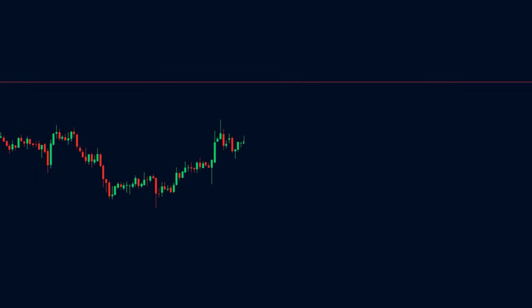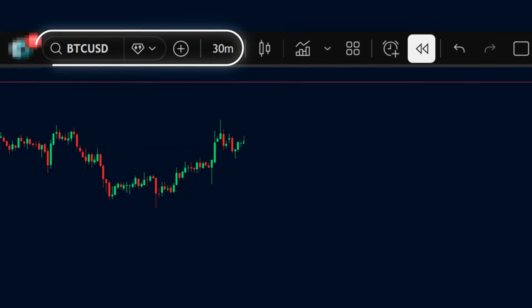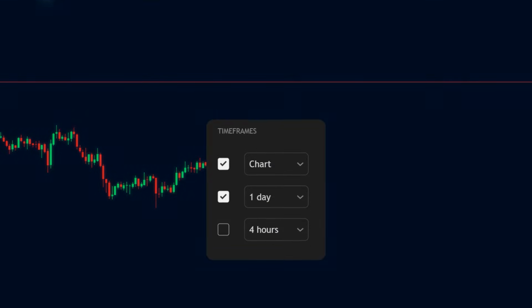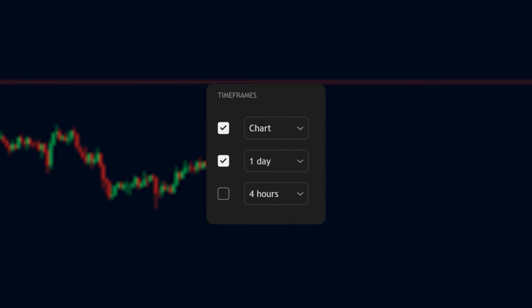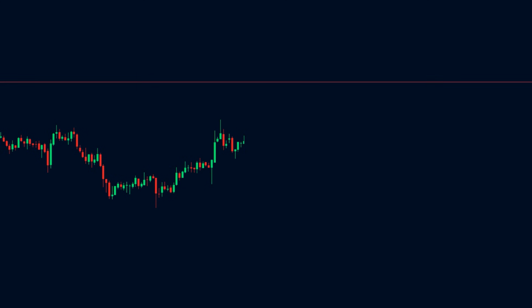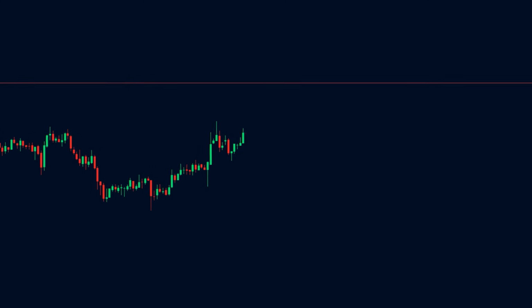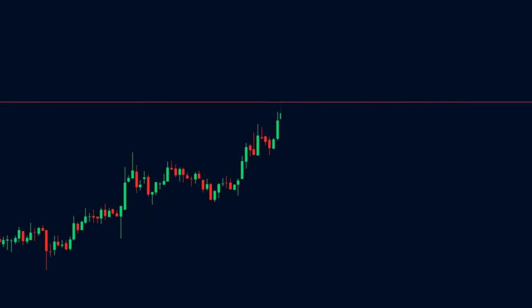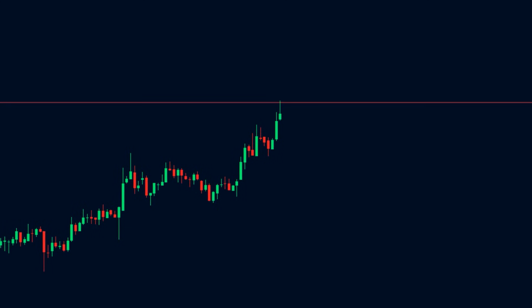Now let's flip this around and look at a short setup. We're still on the 30-minute Bitcoin chart, and we still have daily support and resistance levels enabled in the settings. So again, every level you see here is coming from the daily time frame. This time, price has been trending higher and is now approaching a daily resistance zone plotted by the indicator.